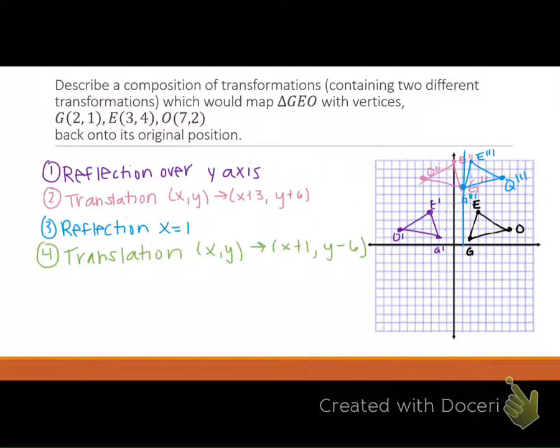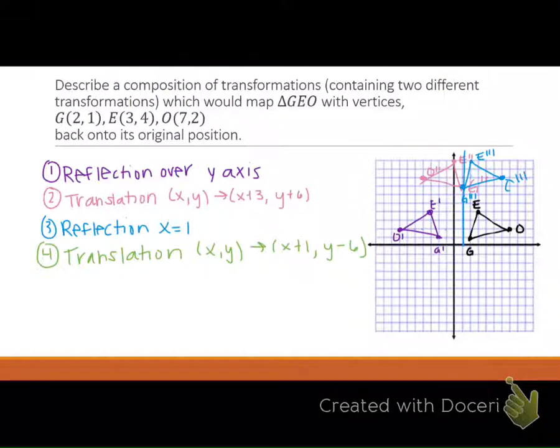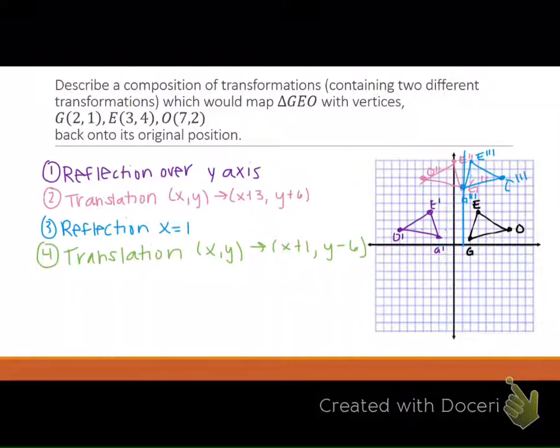Which one did I make Q, the blue one? I really just want O to be Q. That was every single time.